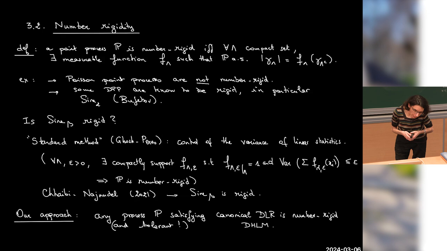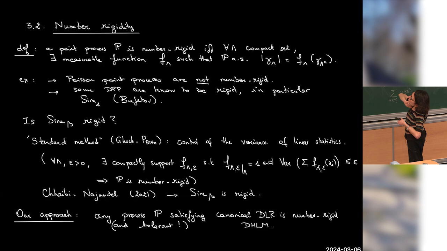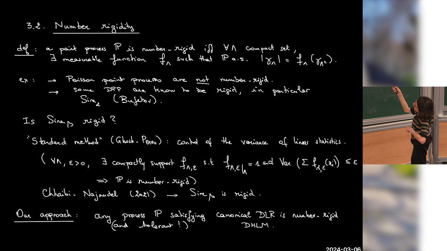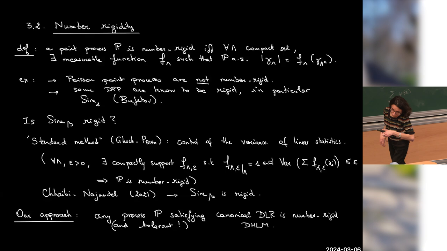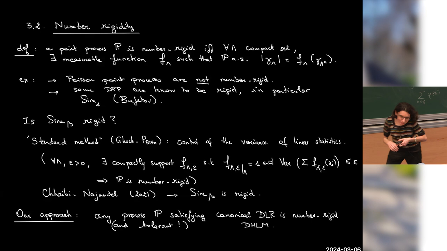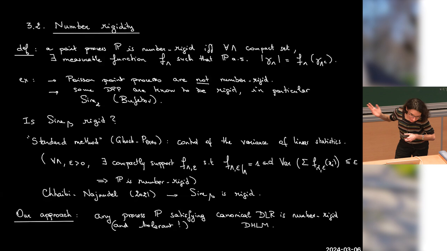So the standard method to show that a point process is rigid is to use what we call the Ghosh-Peres method, and it relies on controlling the variance of some well-chosen linear statistics of the process. If you can perform this nice control on the linear statistics, then you get that your process is number rigid, and this has been used. While we were working on the project, Chhaibi and Najnudel were quicker and used the Ghosh-Peres strategy to show that sine beta is rigid.